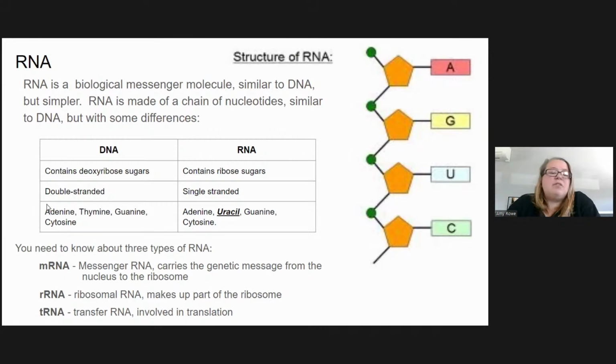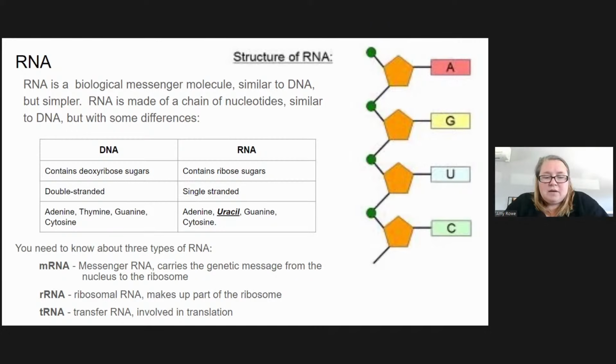For our purposes, what we do need to know is that DNA is made up of the nucleotides adenine, thymine, guanine, and cytosine, whereas RNA doesn't have any thymine in it. It has adenine, guanine, and cytosine, and the fourth nucleotide is uracil. So it takes the place of thymine. Anytime you had thymine in DNA and you make a copy of it in RNA, you're going to swap the thymine for uracil.